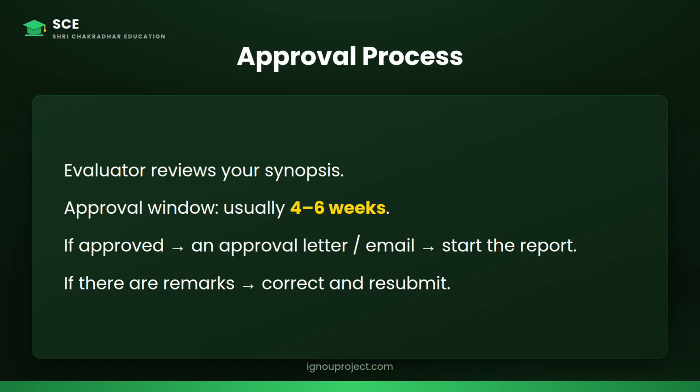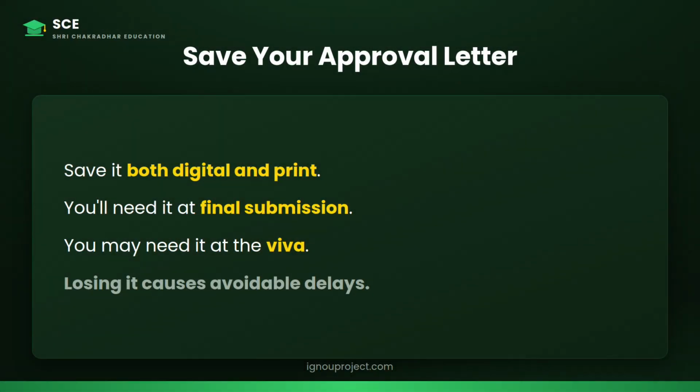If there is a problem, the synopsis comes back with remarks, and you simply correct those specific points and resubmit for reapproval. One very important habit: the moment you receive your approval letter, save it carefully, both a digital copy and a print. You will need this approval letter again at the time of final report submission, and possibly at your viva. Students who lose their approval letter often face avoidable delays, so protect it.